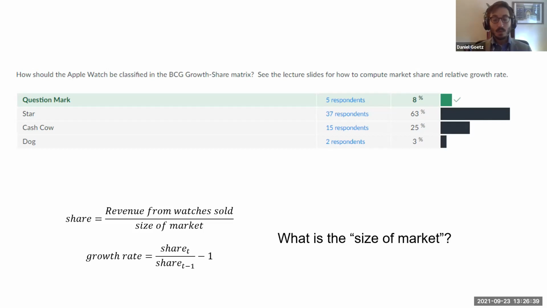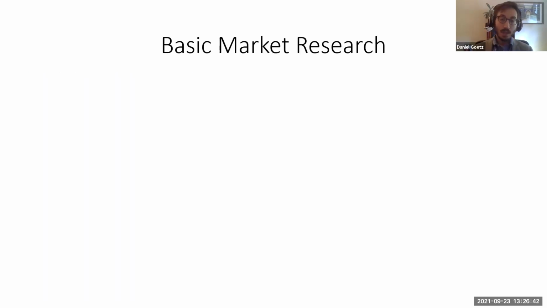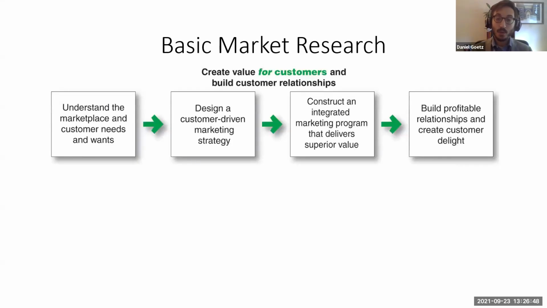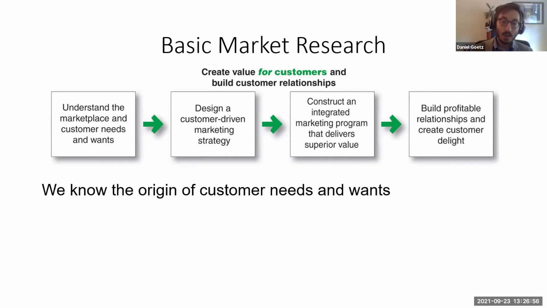Okay, cool. So let's go on to basic market research. Here are our first four stages of the marketing process once again, right? And last lecture, we talked about the origin of customer needs, which was a lack, right? You're lacking something. And wants, which are a need, but in a specific context for a specific person. My need is, I need food, but I want a specific product, right? But then what comes next?